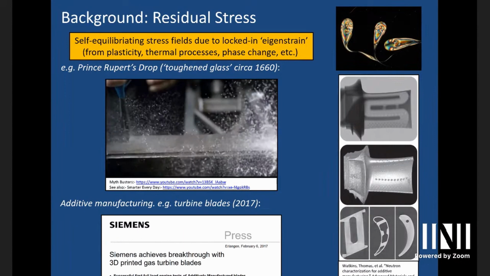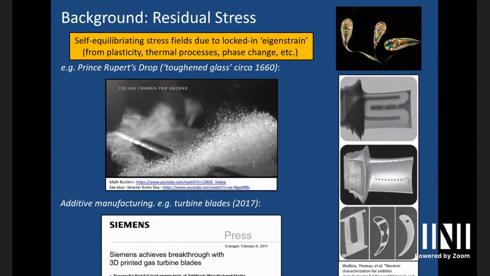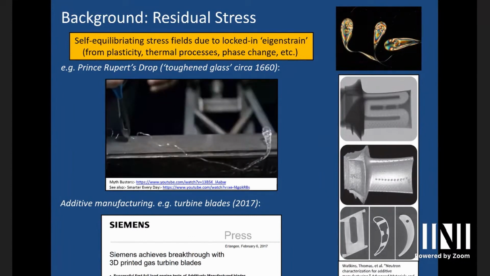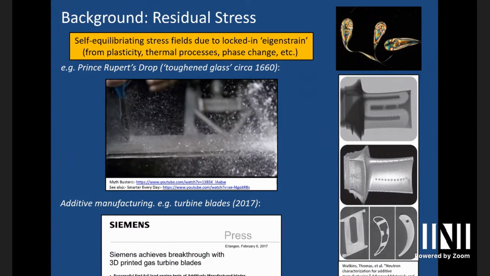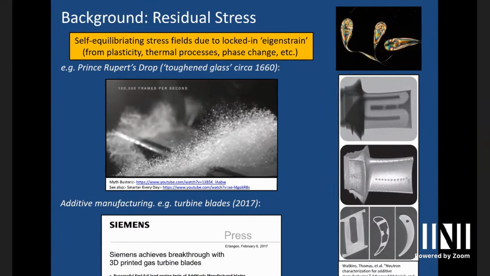Obviously you need to know that to make components, and if you know what's going on inside, you know what loads they can take or how they're going to behave. And this is, oh, that's chopped off the bottom of my slide.